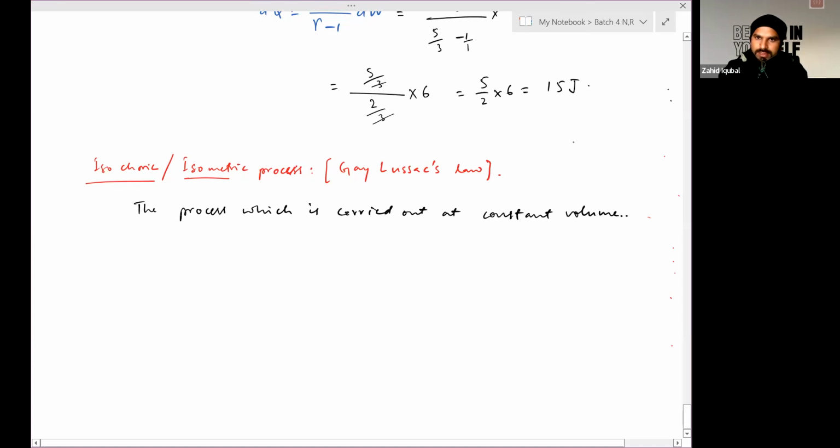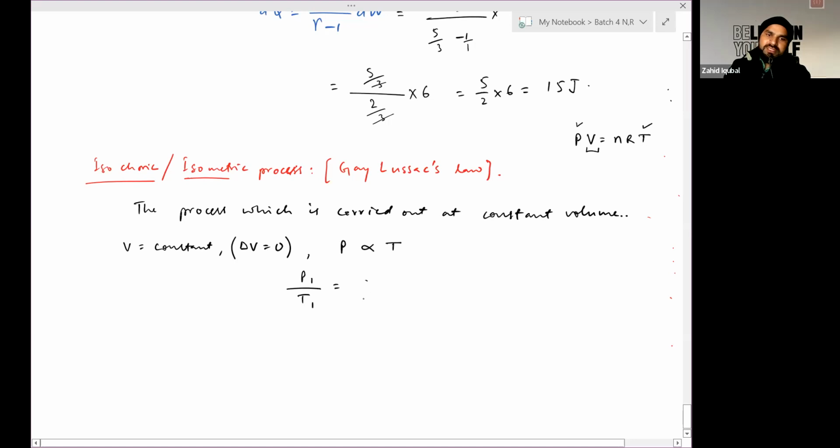So according to ideal gas equation, PV is equals to nRT. If volume is constant, pressure and temperature will be directly proportional to each other. So volume is constant, or change in volume is 0. So pressure is directly proportional to temperature. So P1 divided by T1 must equal P2 divided by T2. This will be the equation of state for this process.